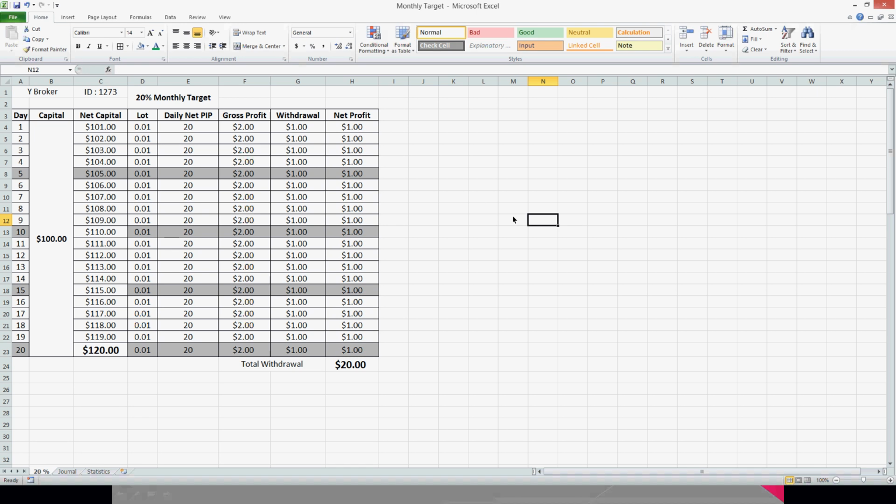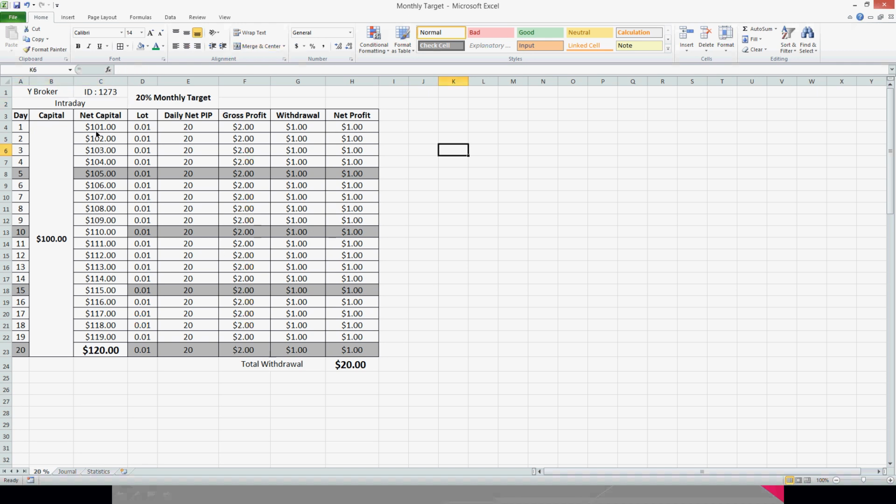Let's say my ID for this particular account. So I know that this is the broker and this is my ID. I'm going to use, for example, the scalping method, or for example intraday.